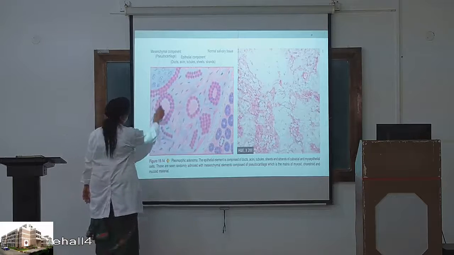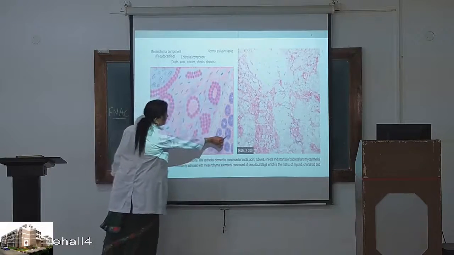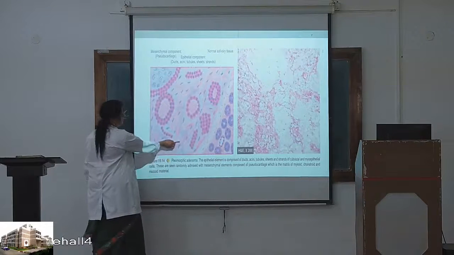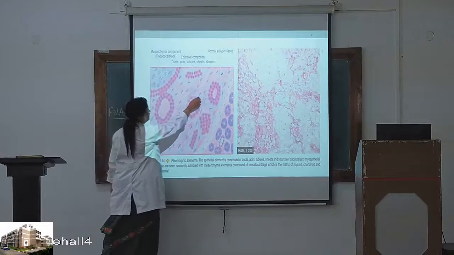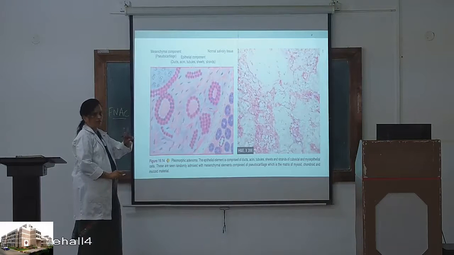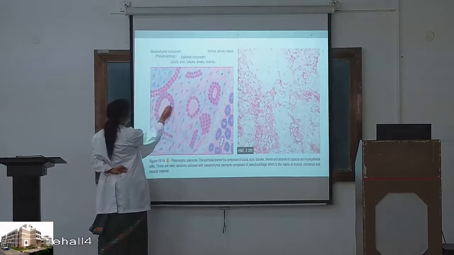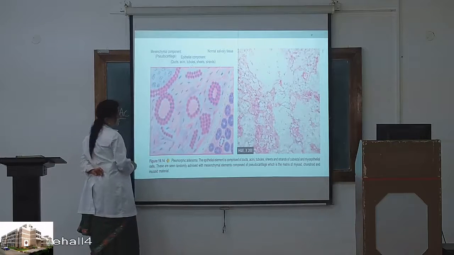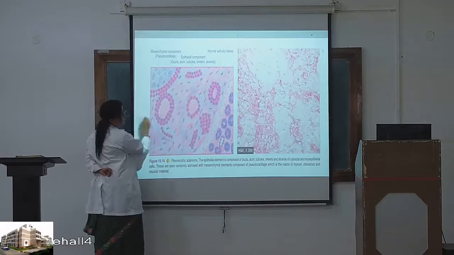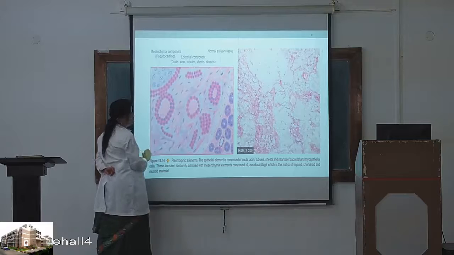So this is the epithelial component. This is the normal salivary gland. So what is in between the epithelium? This is the mesenchyme. So mixed tumor, pleomorphic appearance. How are the cells arranged? Here you can see the cells are arranged in the form of ducts. Why do we say this is a duct? It is double layered. Here they are arranged in the form of acini, only single layered.